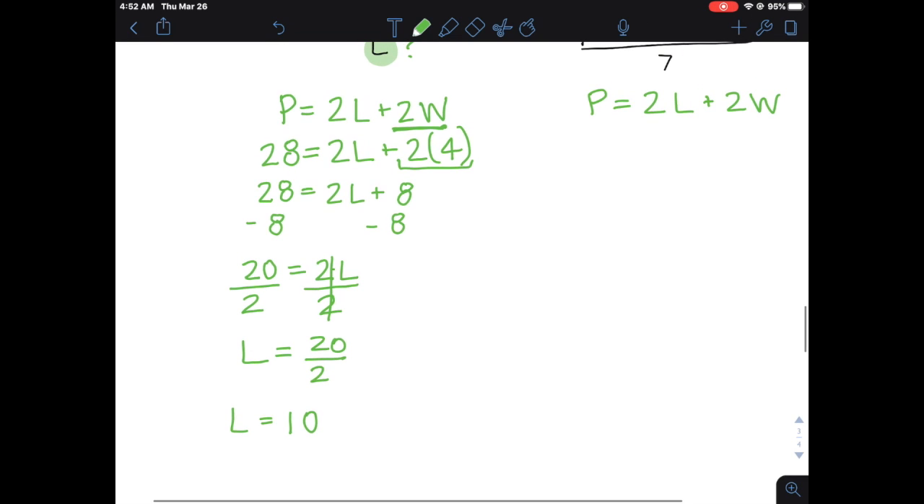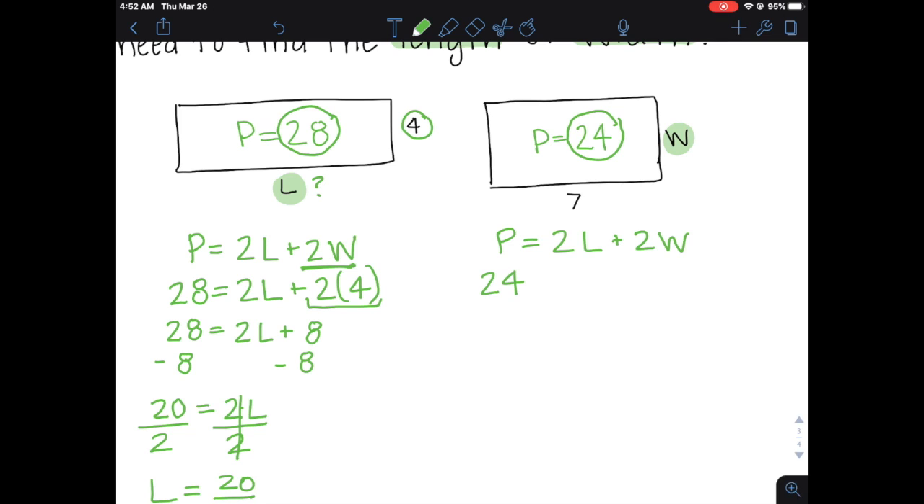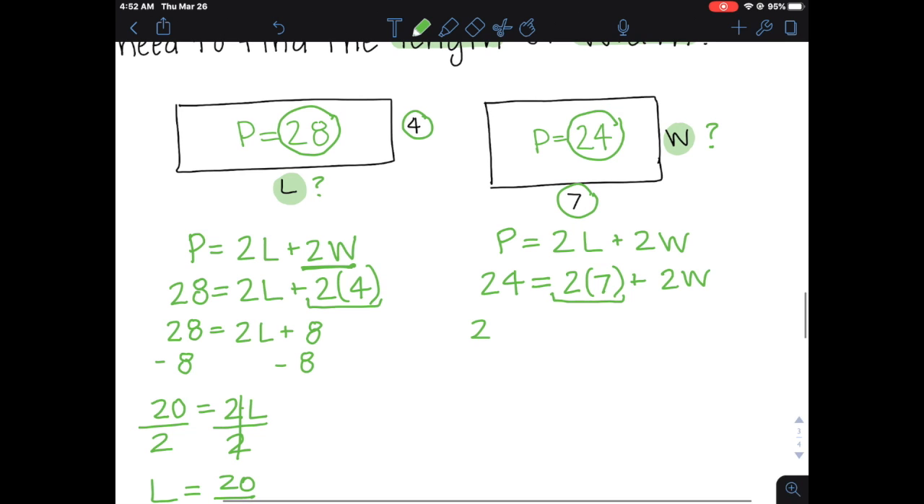For this problem, we know that our perimeter is 24, so fill in P is 24, equals, this time we do know our length, so it's 2 times 7 for length, plus 2 times W. We still don't know what W is, so we're going to keep that the same. Start simplifying this equation. We can start by multiplying 2 times 7. So 24 equals 2 times 7, which is 14.